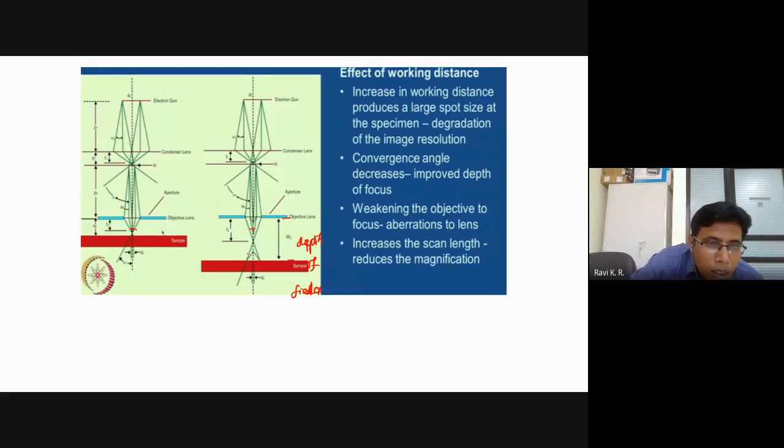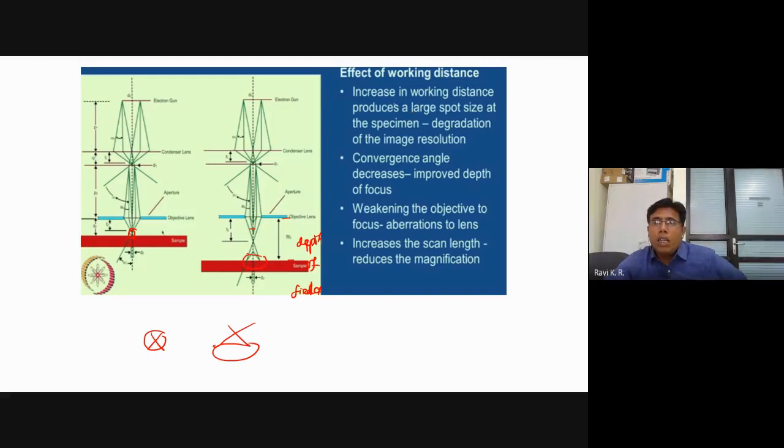This is having some diameter. Let's say this is a region. If you zoom in, it is like this. So this is the diameter that you are talking about. Now in this region, this is going to have a huge beam diameter. So increasing working distance produces a large spot size on the specimen. Here, this is your very small spot size. So you are getting a very small spot size.